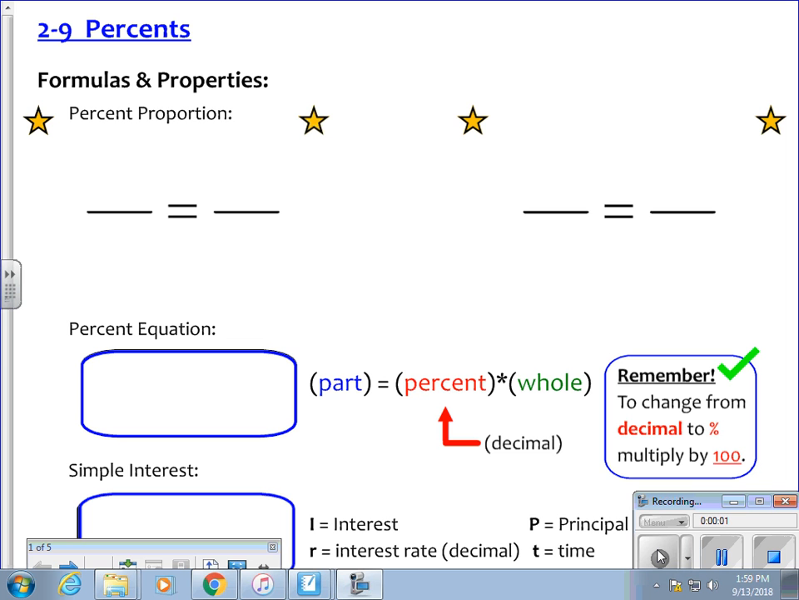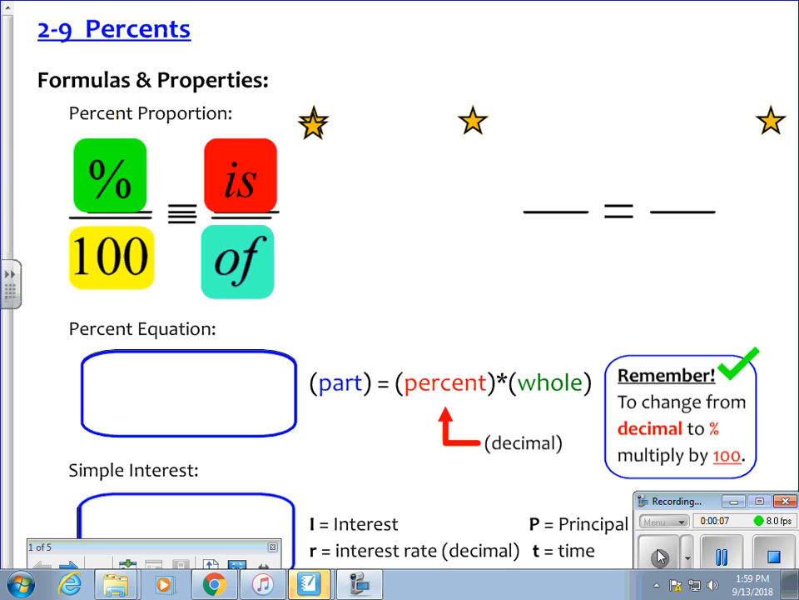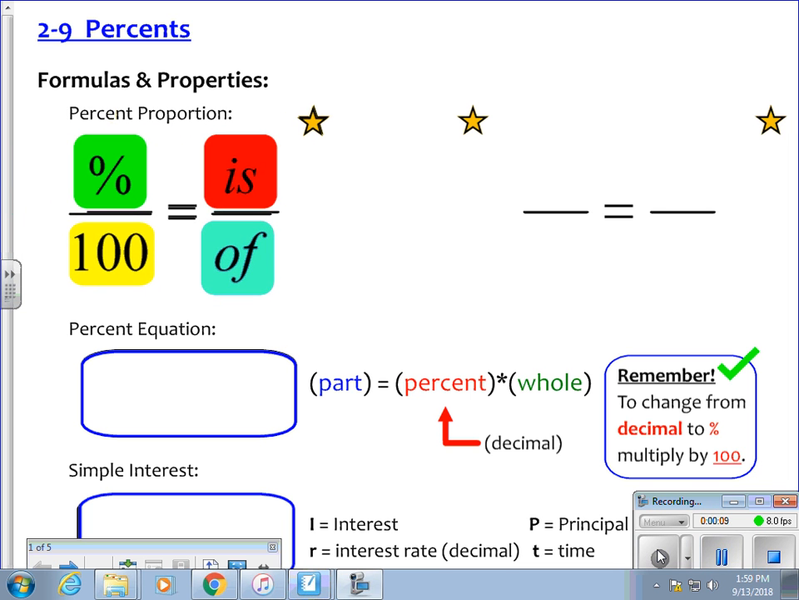We're doing percents today. So, formulas and properties, percent proportion. This is how most of you probably learned how to do percents. This is what they teach nowadays. Which I had to go back and say, what? What are the kids talking about?